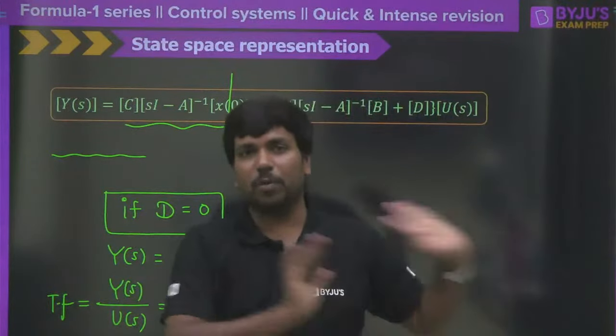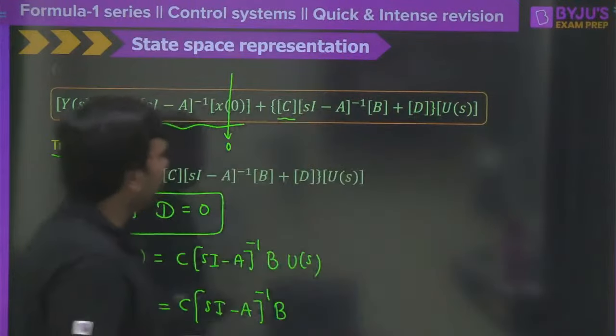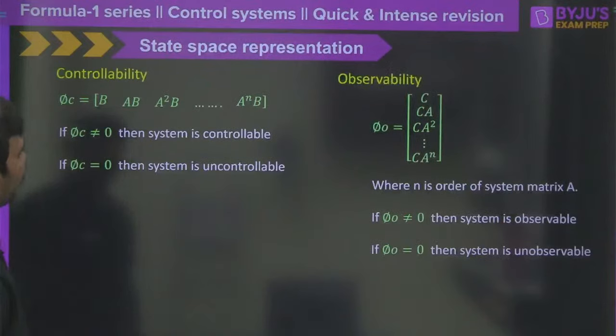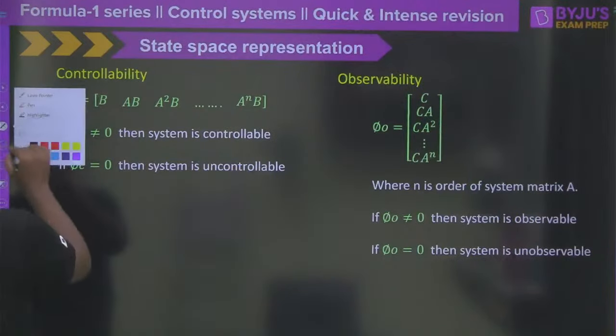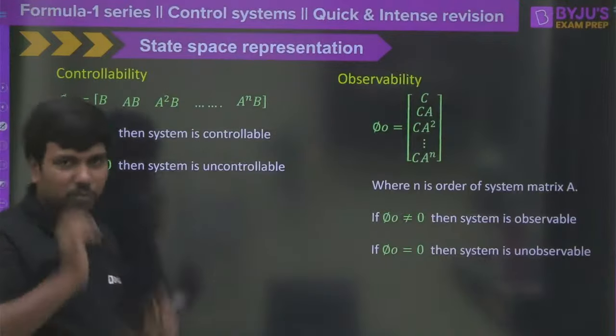Automatically, you will be able to remember the formula. Clear? That's the best point. Clear? So now moving ahead, of course, controllability and observability, these are the two important topics. Suppose, anyway, I don't want to discuss what is the meaning of controllability and observability here.